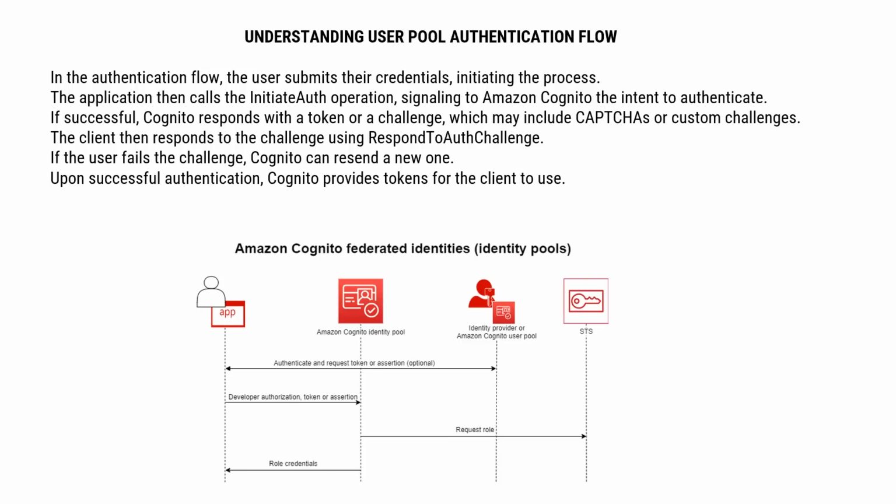In the authentication flow, the user submits their credentials, initiating the process. The application then calls the initial authorization operation, signaling to Amazon Cognito the intent to authenticate. If successful, Cognito responds with a token or a challenge, which may include captchas or custom challenges. The client then responds to the challenge using respond to auth challenge. If the user fails the challenge, Cognito can resend a new one. Upon successful authentication, Cognito provides a token for the client to use.